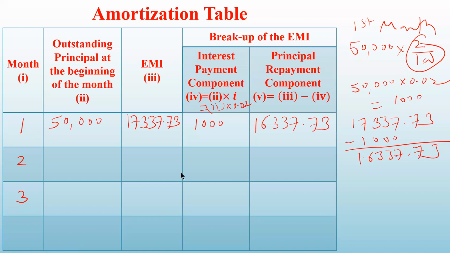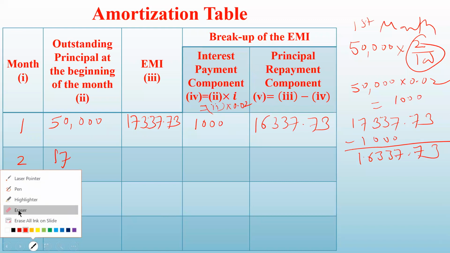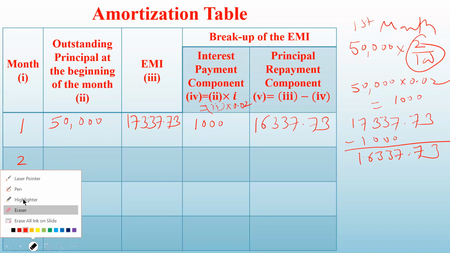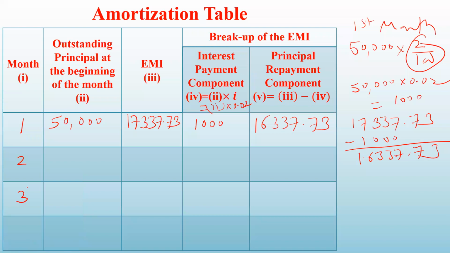50,000 minus 16,337.73 will give you, oh, I'm sorry, let us complete this problem, because I will have to redo it again then. That is why. So it is giving you 33,662.27. Again, you pay the same installment.